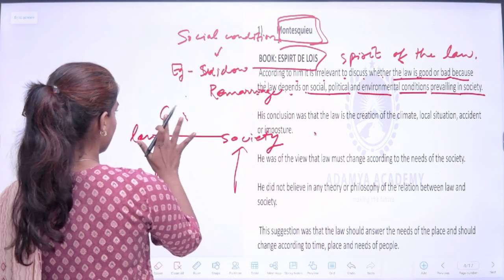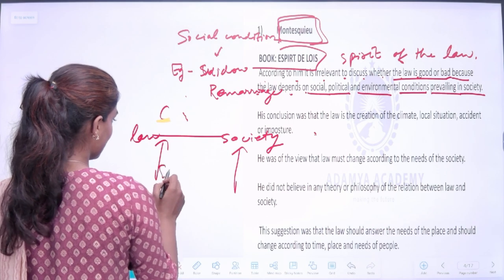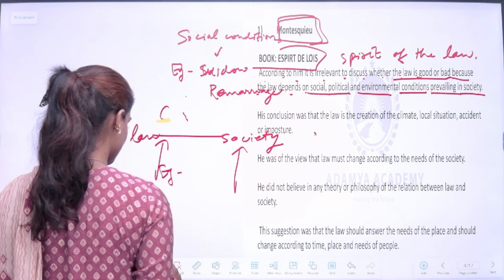Then, the next example we can take is of political condition.